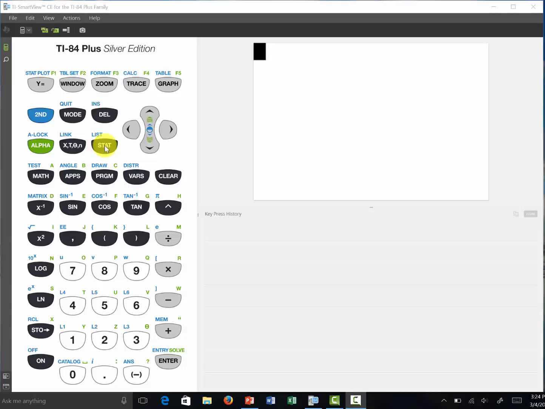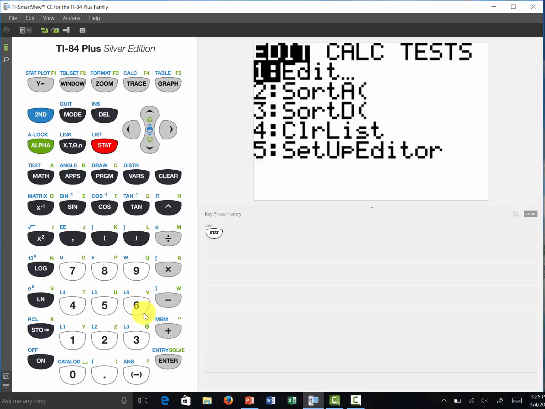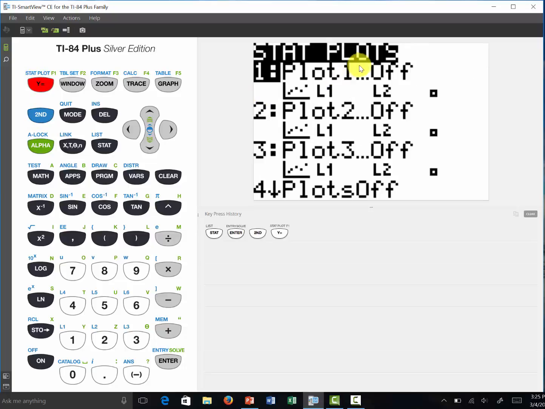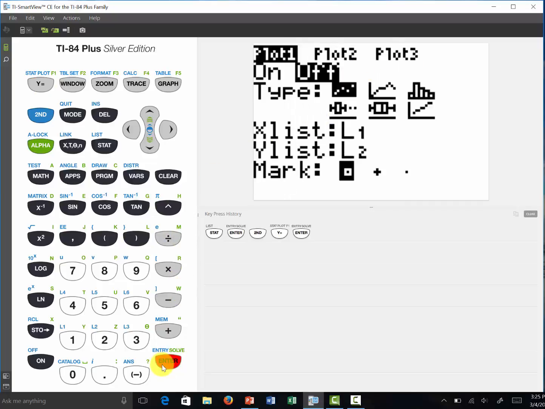To put the data in the calculator, I'll go to Stat, then number 1 for Edit, or hit Enter. I have the number of years since 1995 in List 1, and in List 2 I have the dependent variable, the number of students in special education with autism. To see the scatter plot, I go second, y equals, which is stat plot. Currently the stat plot's turned off. I hit Enter. Enter again to turn it on, and we can see the scatter plot is on.